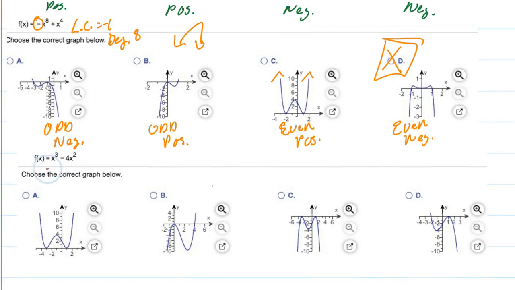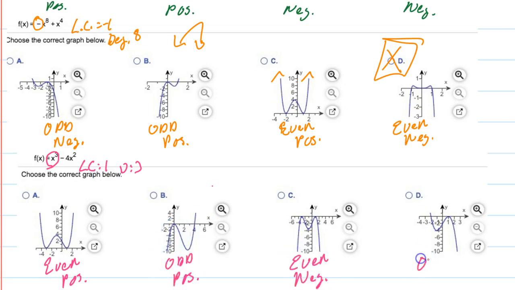We have one more. It's x cubed is our leading number. So we have a leading coefficient of positive 1, and we have the degree of 3. So we're looking for an odd that's pointing up. Letter A is even. Letter B is odd and pointing up. Letter C is also even. And the letter D is odd and pointing down, so that's going to be negative. We needed a leading coefficient of positive and a degree of odd. So that would be letter B.